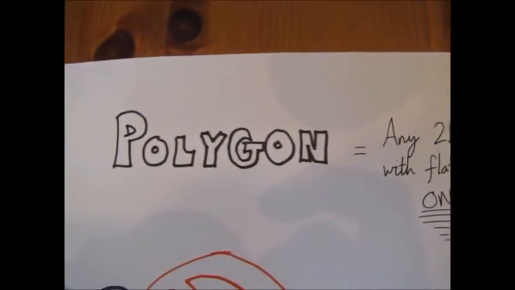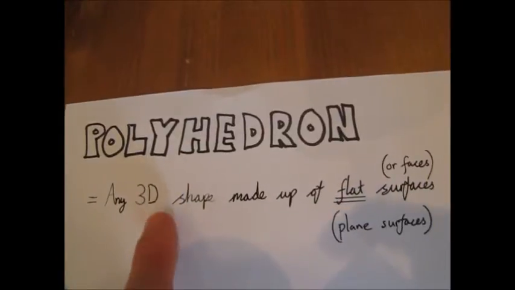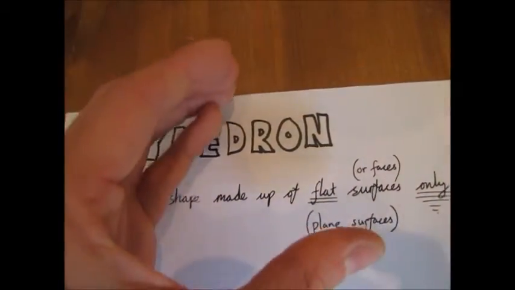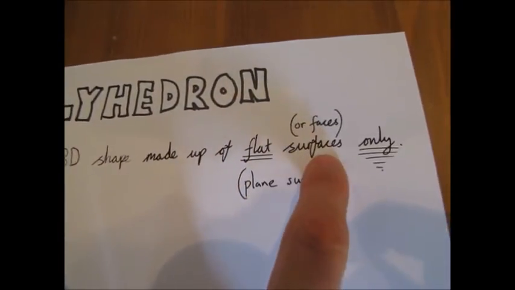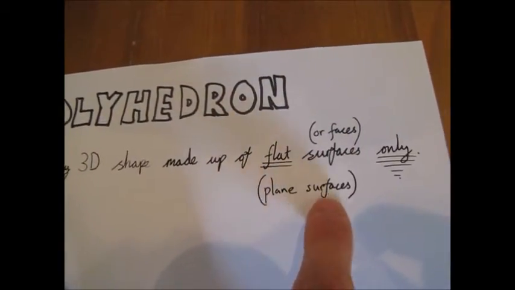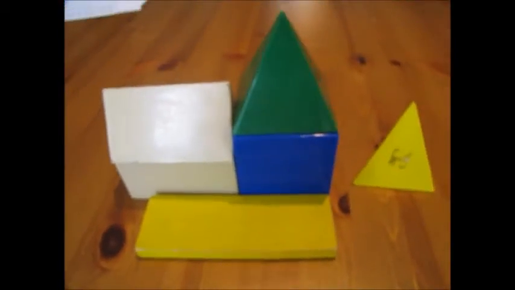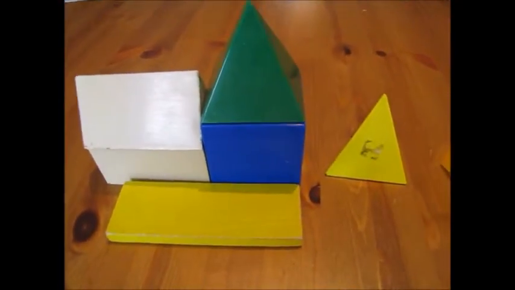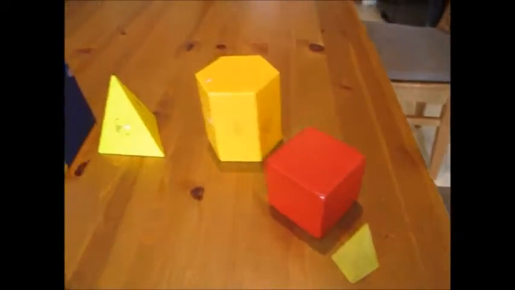Now look at the word polygon. It turns into a polyhedron, okay? Polygon, polyhedron. This is a 3D shape now, so we can pick it up, all right? And it's made up of flat surfaces, faces, also known as plane surfaces only. So let me give you an example. I've made a little church for you here, look. A little patio at the front. And a pyramid, hexagonal prism, cube, asymmetrical pyramid. We'll go into the detail in a minute.